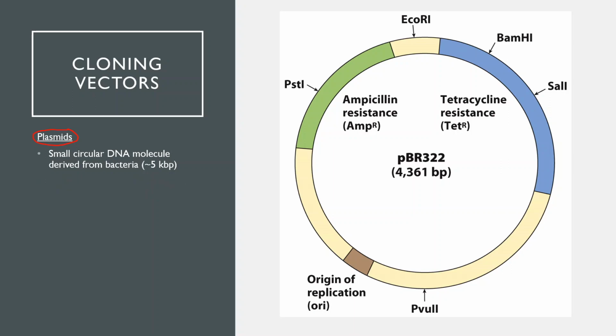So when I say small, we're talking about 5,000 base pairs or so. And these occur naturally in bacteria. So normally, you probably know bacteria have just one single circular chromosome, but that chromosome contains many, many genes and can be many millions of base pairs long. So these plasmids are much smaller than that, but they occur naturally in bacteria.